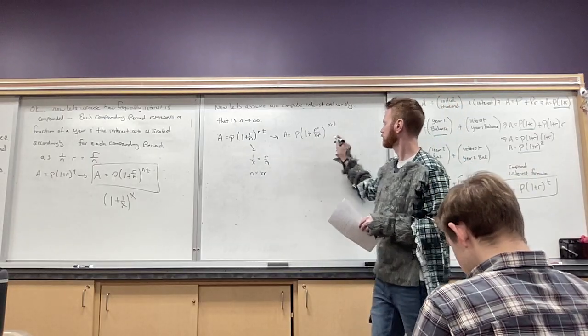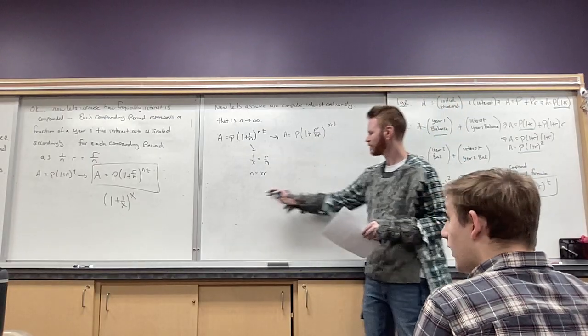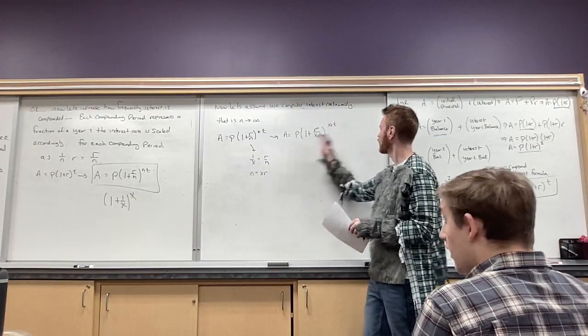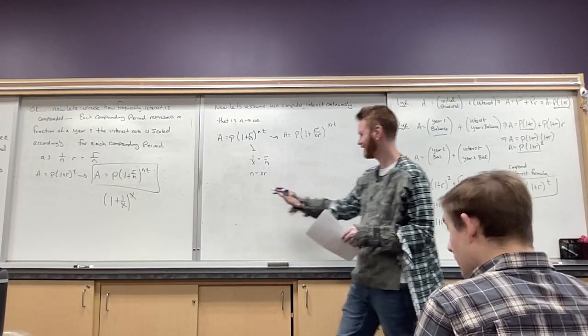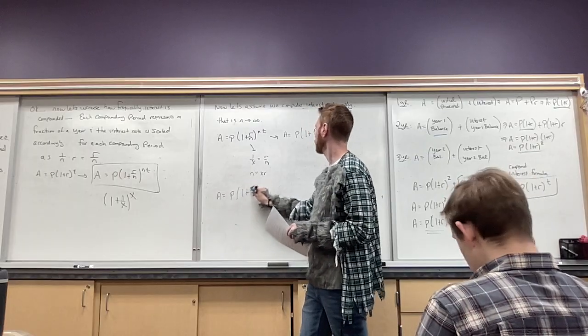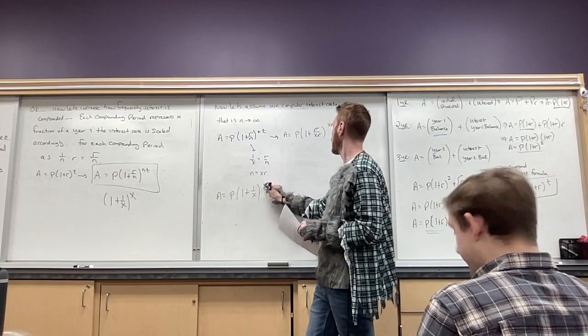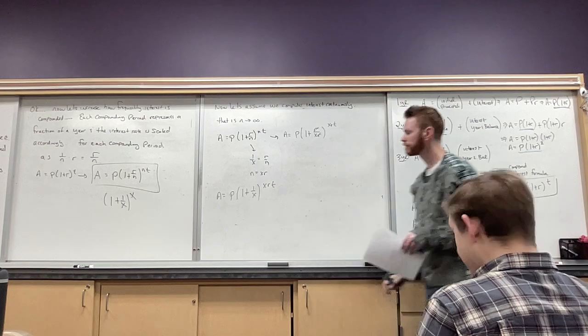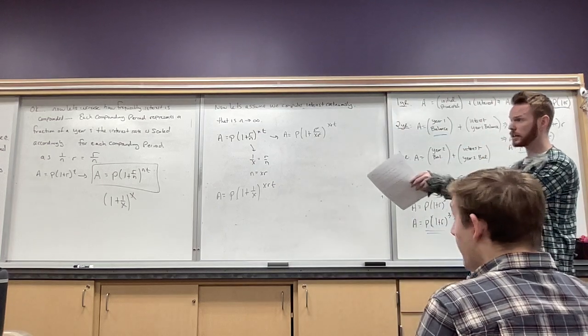So I'm left with, are we okay if I just write underneath here? I know that doesn't flow well. I'll put it underneath here. So a is equal to p times 1 plus 1 over x, and then the exponent x, r, and t. So that's kind of looking like our e formula, right?